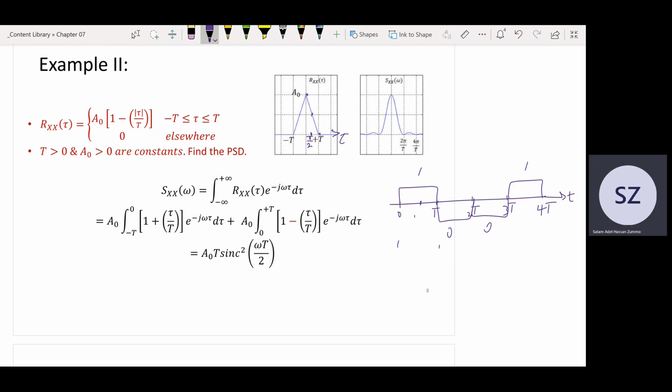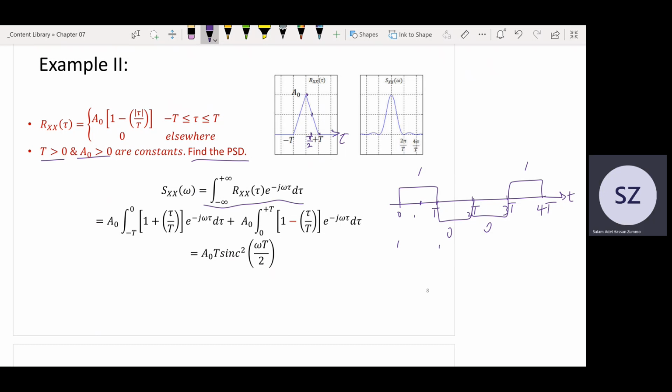Right? So at least this tells me that this is an autocorrelation function of a signal that after T seconds becomes totally uncorrelated with itself. Now, T is a constant, and the question is to find the PSD. What is the PSD? It's the Fourier transform, right?